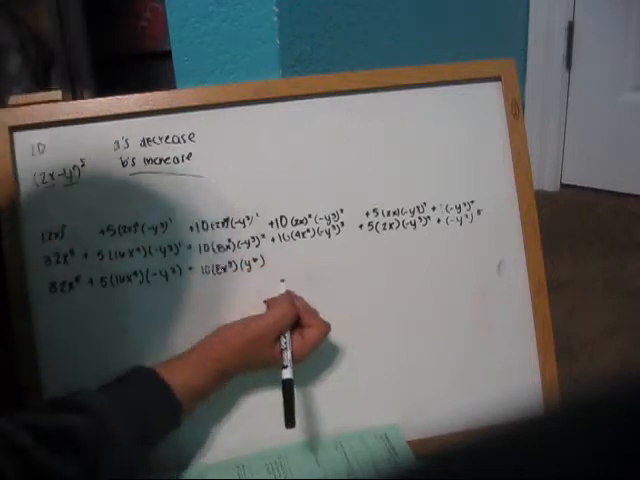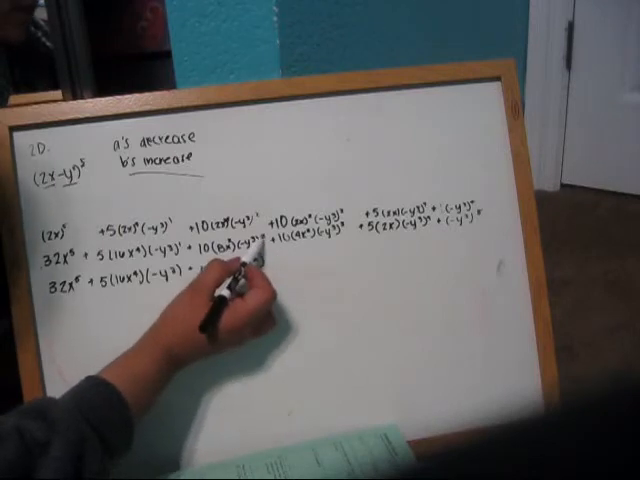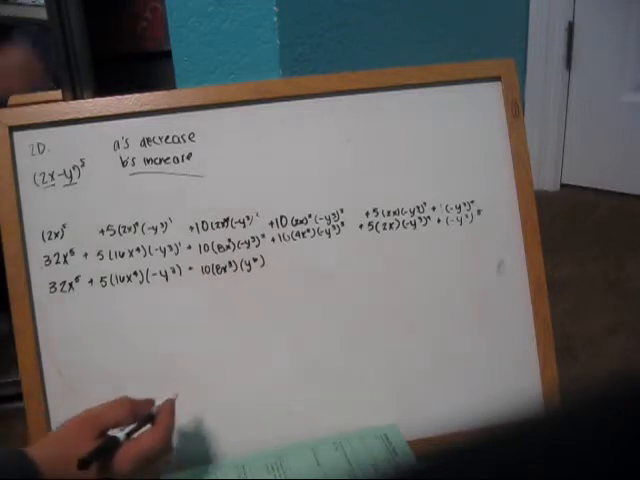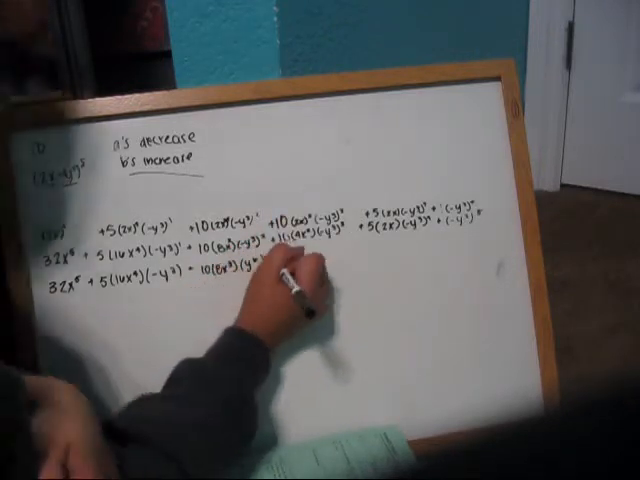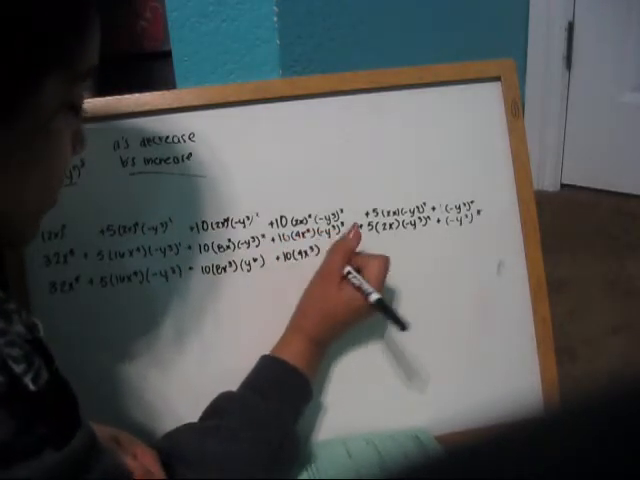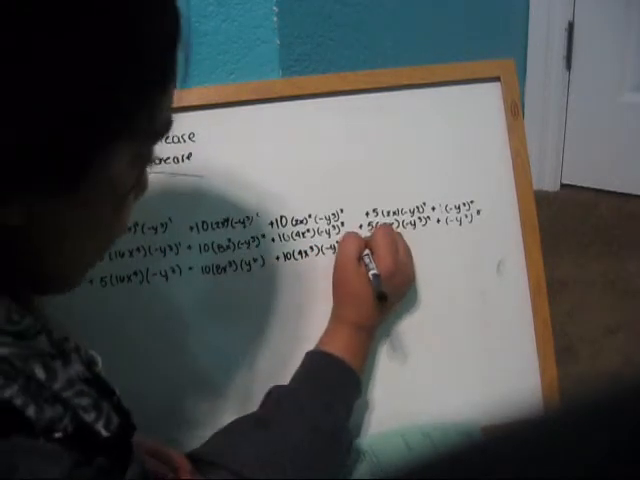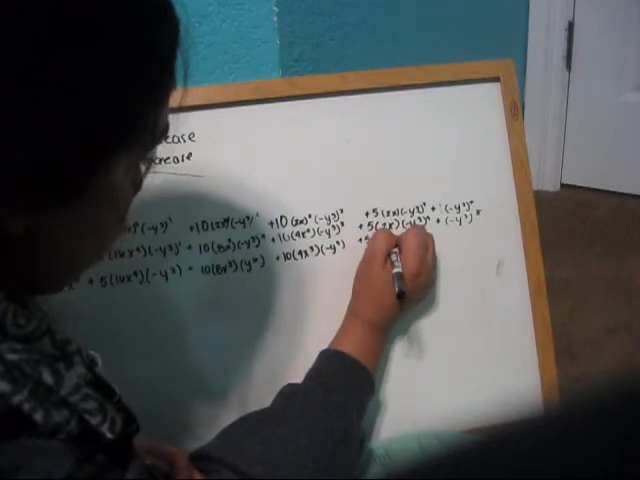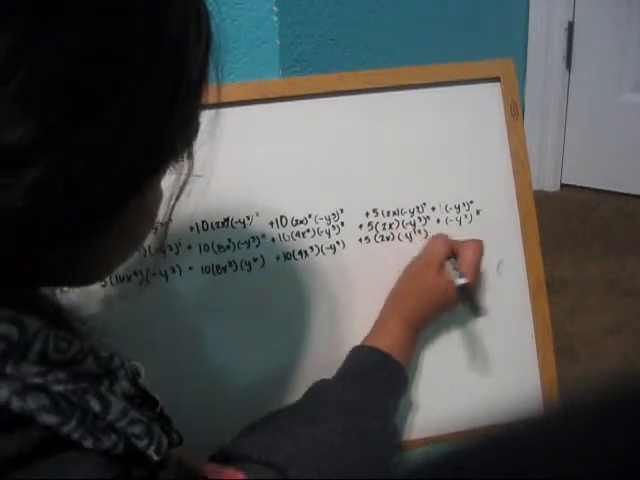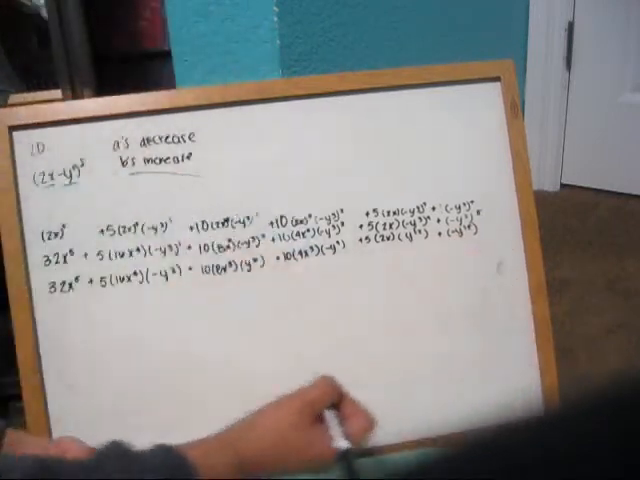Because, okay, when I originally did this problem, I left it as a negative y to the 6th because I only paid attention to the exponent. But remember, when it's an even exponent, the sign changes. So it's y to the 6th plus 10 times 4x cubed times negative y to the 9th plus 5 times 2x, this is again your sign changes, times positive y to the 12th plus negative y to the 15th.